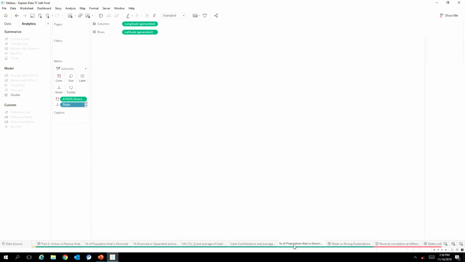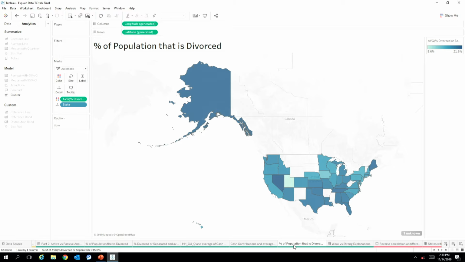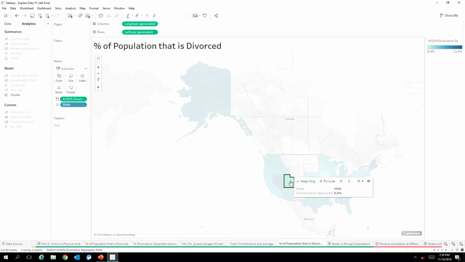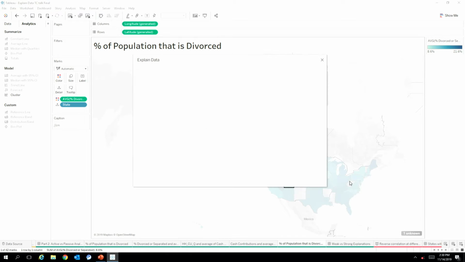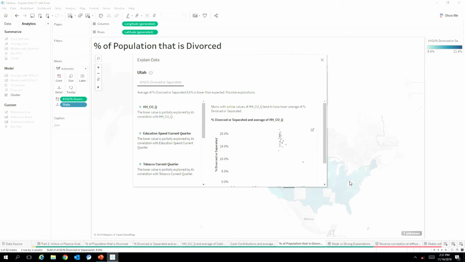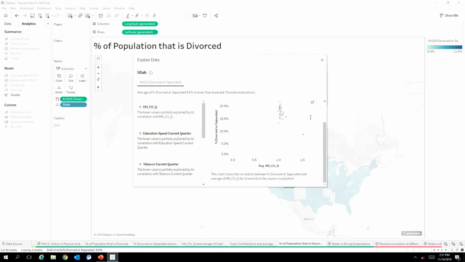Okay, let's take the same viz and approach this in a different way. So now I'm going to show you how you might get to an explanation if you're applying a little bit more critical thought to the explanations. So let's go and re-explain this. And it's going to come up with what you've already seen, HHCUQ.